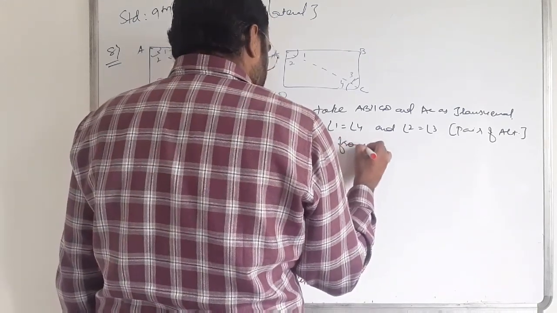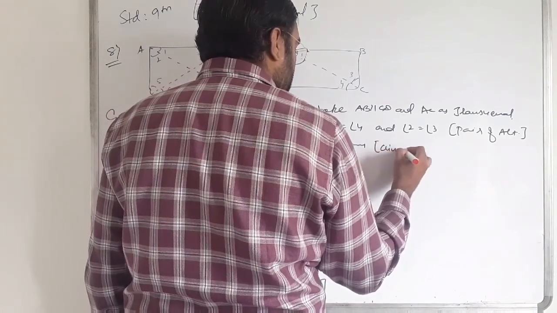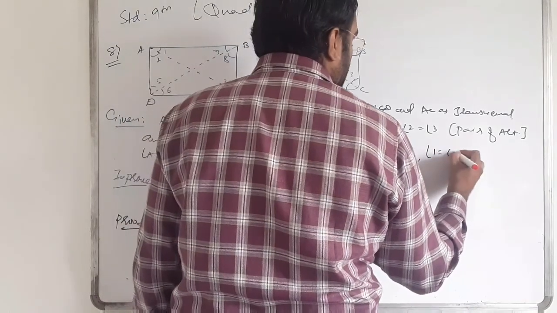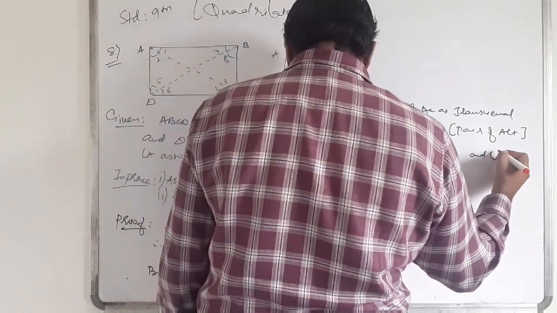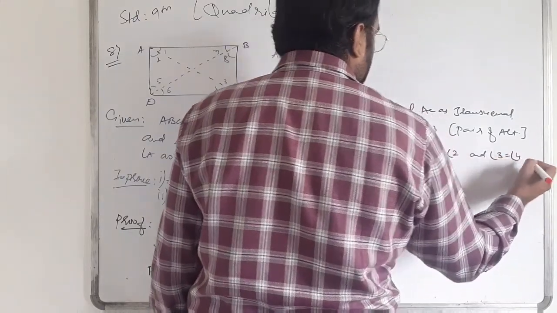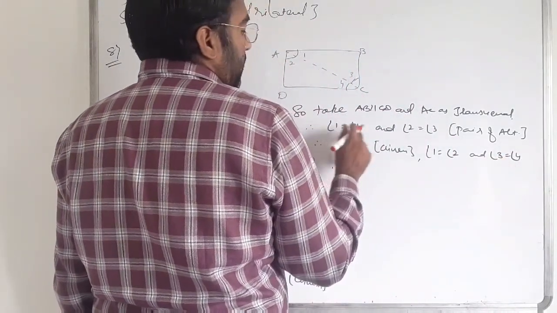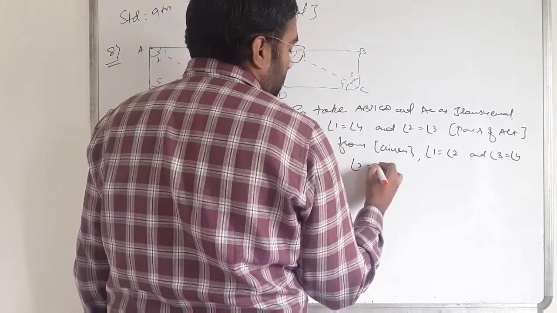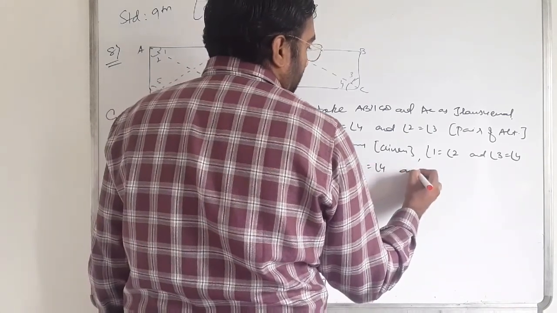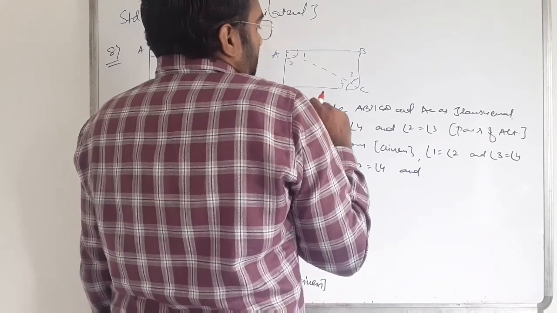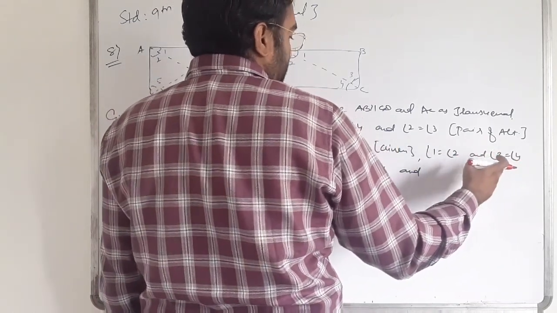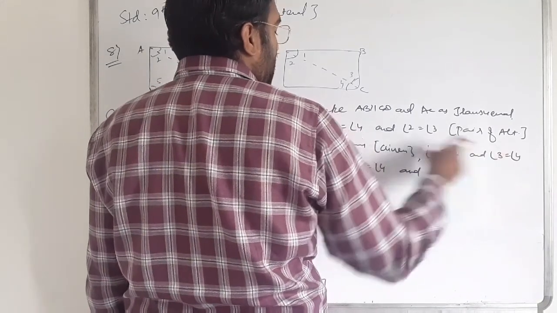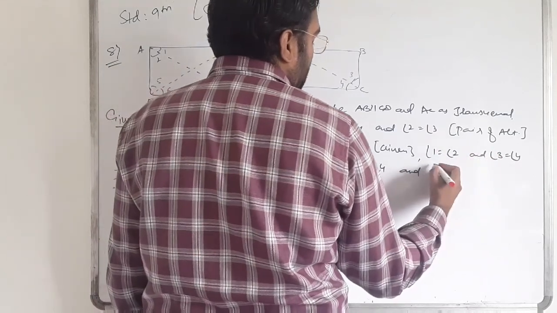So from the given, angle 1 is equal to angle 2 and angle 3 is equal to angle 4. Therefore 1 is equal to 4 and 1 is equal to 2, so 2 and 4 are equal. Angle 2 is equal to angle 4, angle 1 is equal to angle 4, and angle 3 is equal to angle 4. So angle 1 and angle 3 are equal.